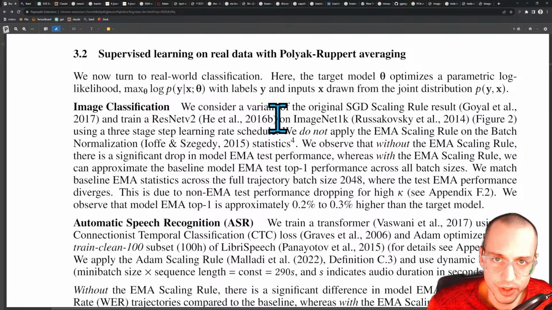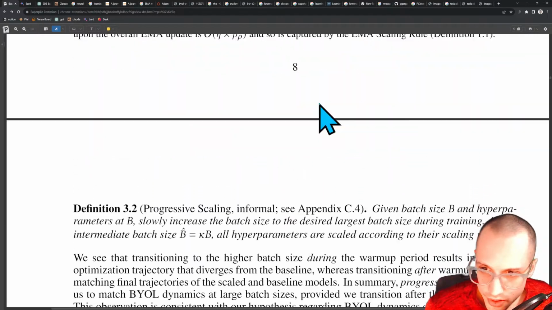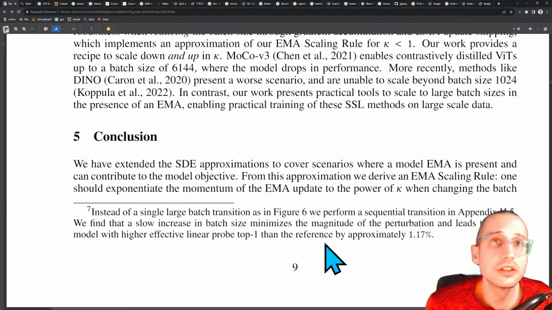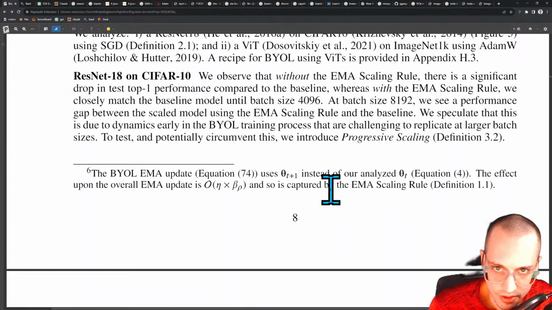Supervised learning on real data. Holy shit, dude, we're already at like 3 hours here? No, am I reading this wrong? 2 hours? Yeah, we're just a little bit over 2 hours. Okay, let's kind of speed up here.